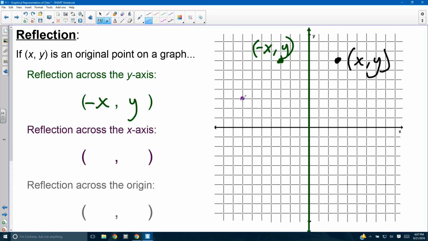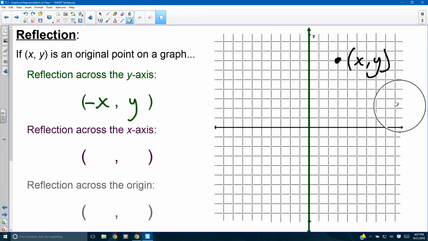Now, even if this was x, y over here, we would still reflect it over here, and this would still be negative x, y. That doesn't mean this is a negative number. Remember, x could have been a negative number from the beginning. If this number was negative 7, the opposite of negative 7 is now positive 7. So reflecting across the y-axis still changes the sign of the x value. It doesn't make it negative, but it changes its sign.